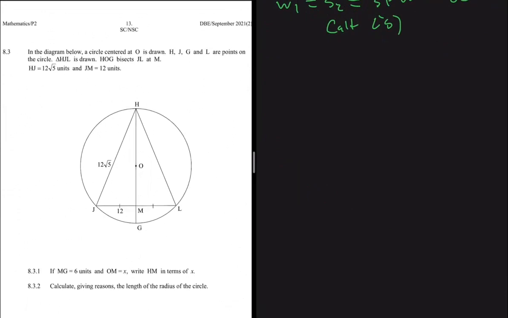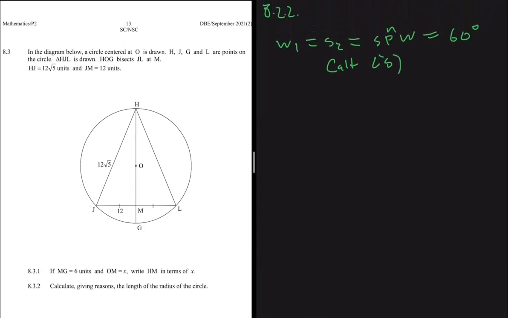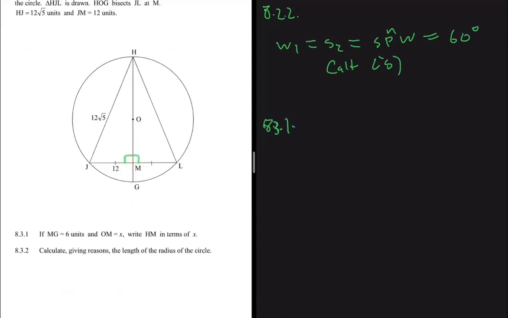8.3 says, in the diagram below, a circle centered at O is drawn. H, J, G, and L are points on the circle. Triangle HGL is drawn. HOG bisects GL at M. So we have 90, and then we're given the values of the lengths. 8.3.1, if MG is equal to 6 units, so let's denote MG, right? So we are told here that MG is 6 units and OM is x units. So we have x here for OM.